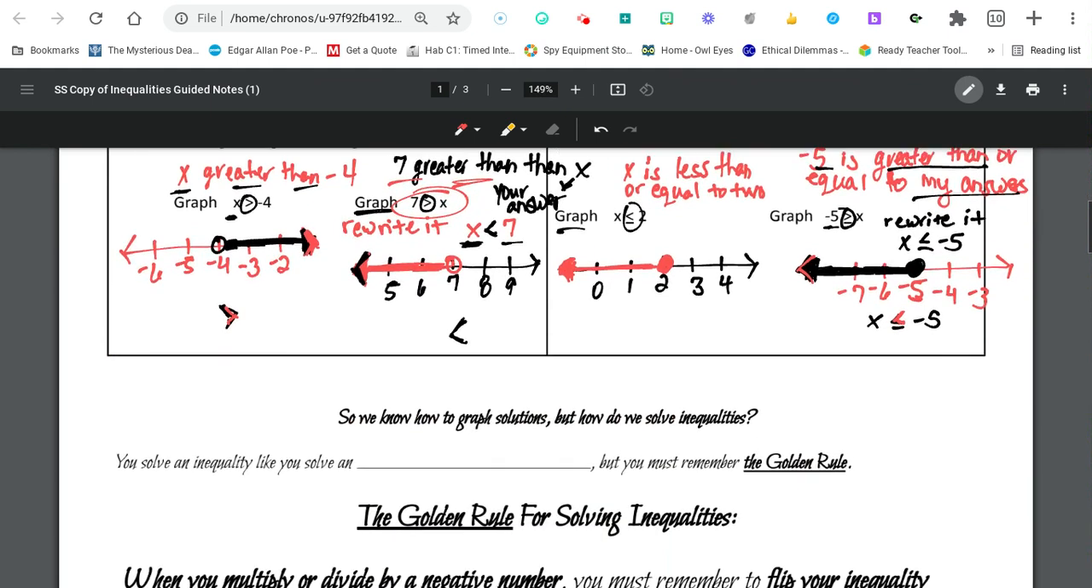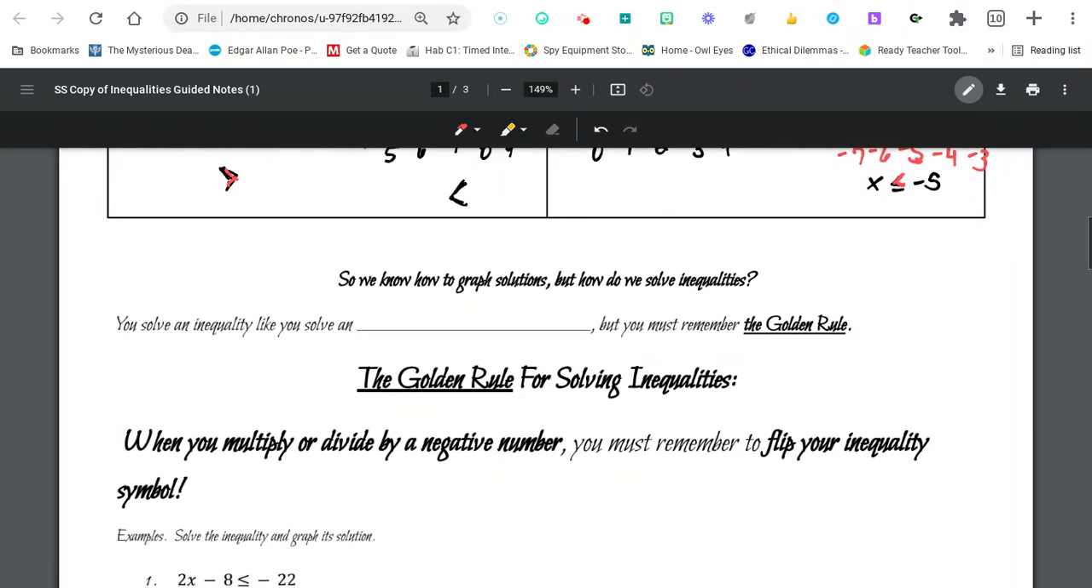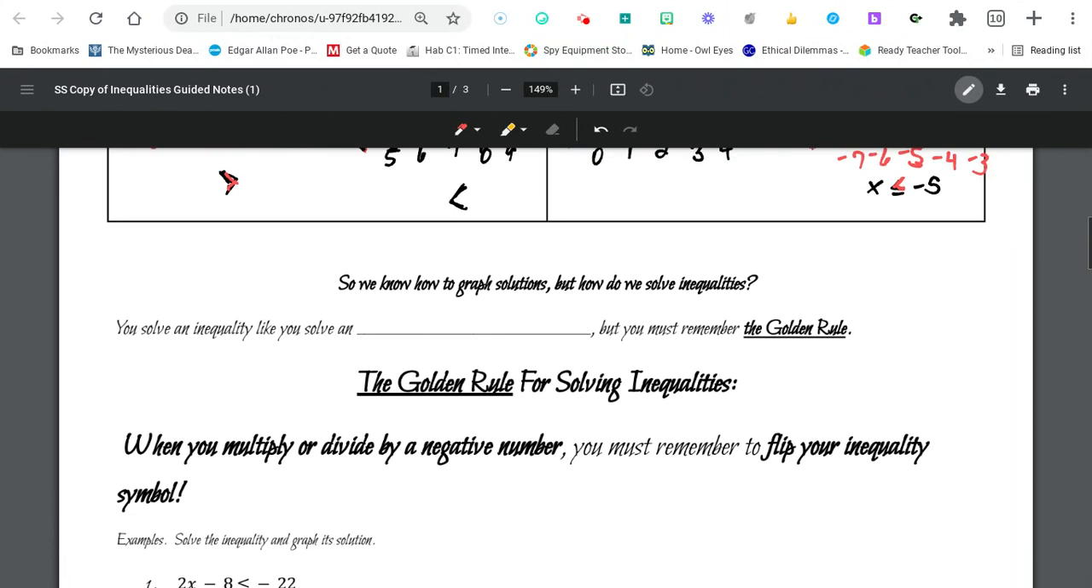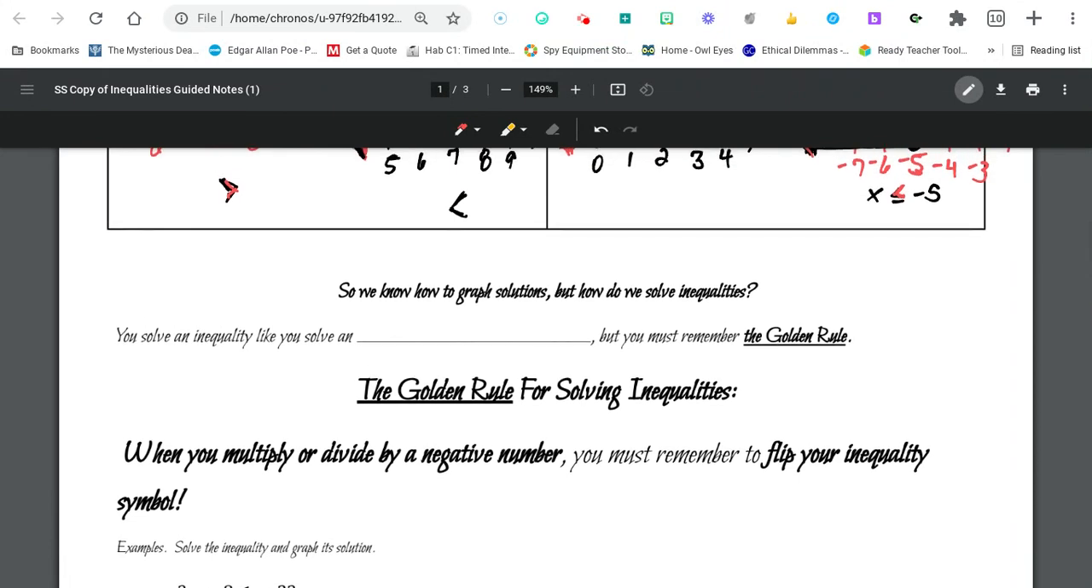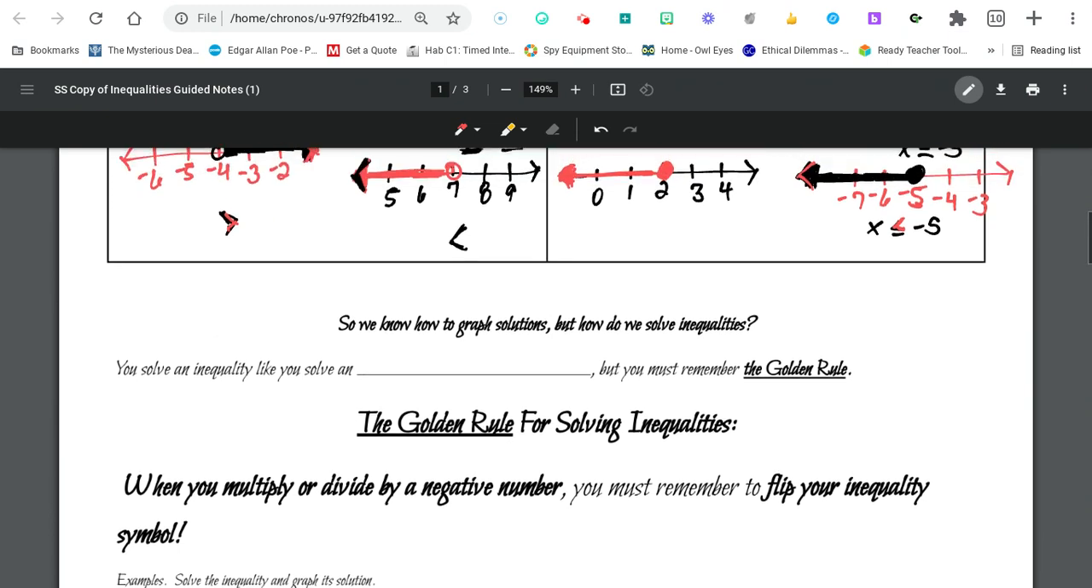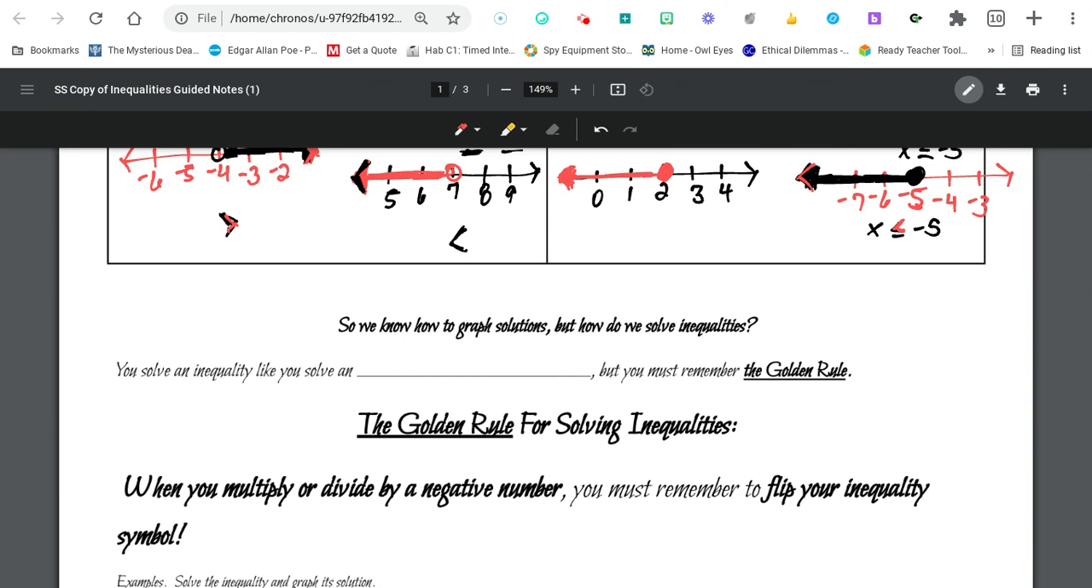Solving, pretty much, we're good to go. I'm not going to go over the golden rule for solving inequalities. I think we should remember that. Let's see. All right, yeah, let's talk about it real quick before we get into solving, okay? All right, so we know how to graph solutions, but do we know how to solve these inequalities? So key thing is you solve an inequality just like you solve an equation, guys. But you've got to remember the golden rule, and you're going to say, well, what is the golden rule? Okay, here's the golden rule for solving inequalities.